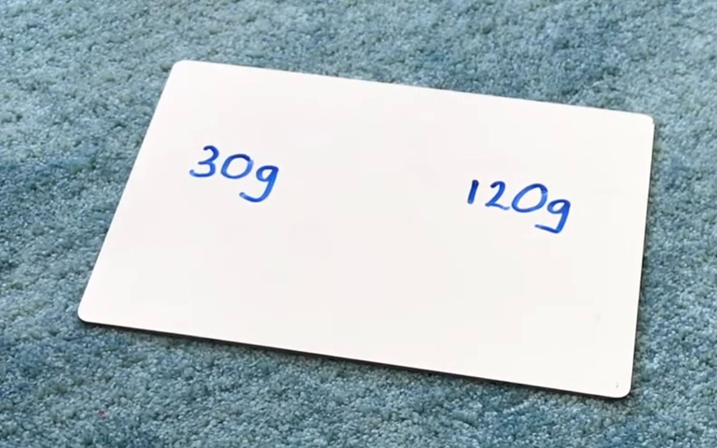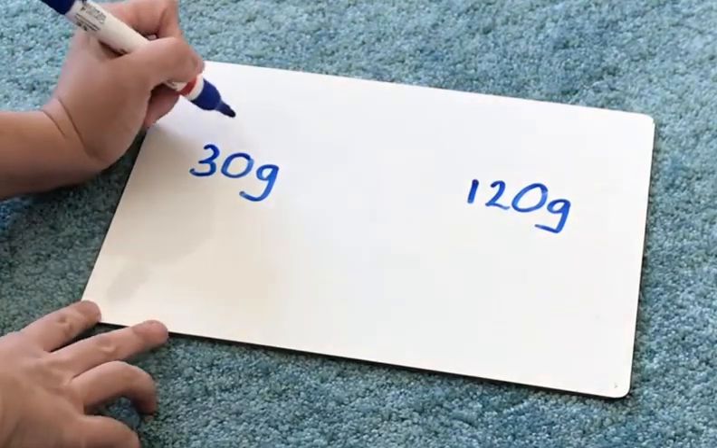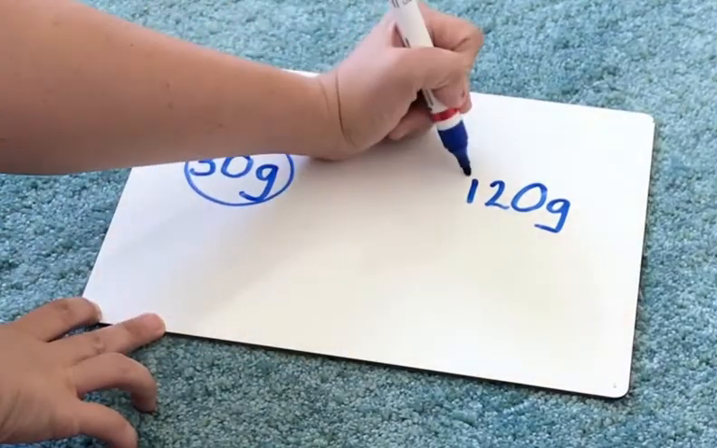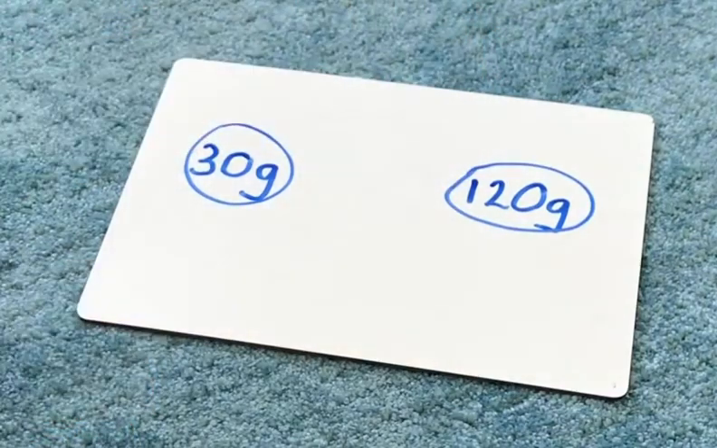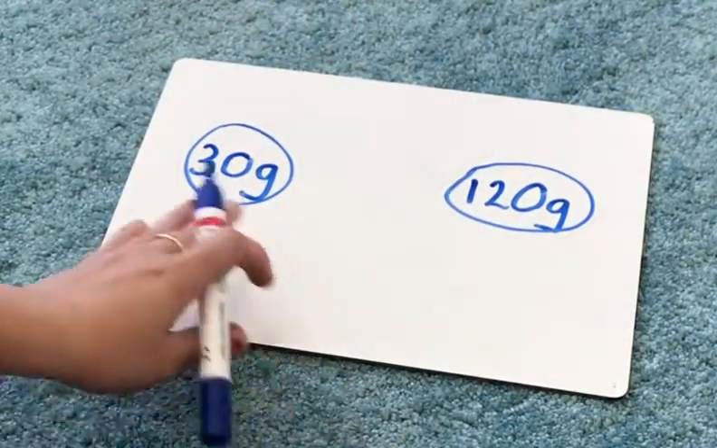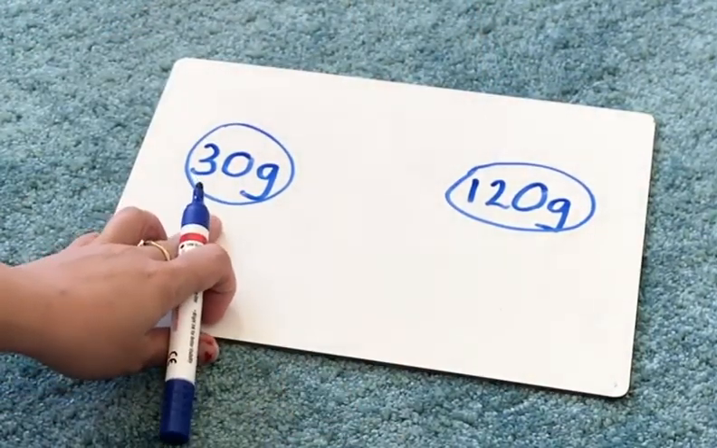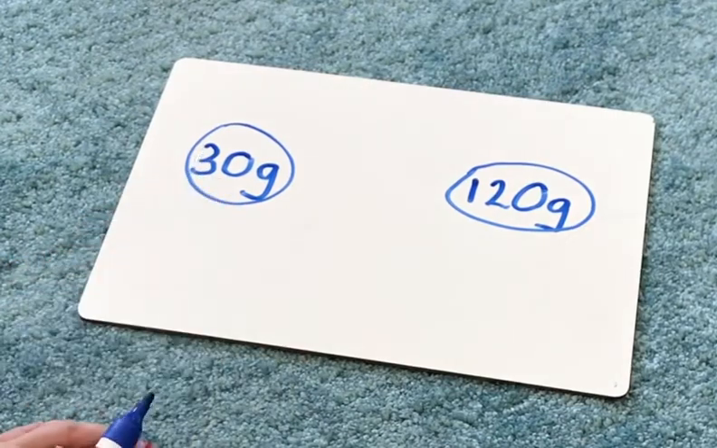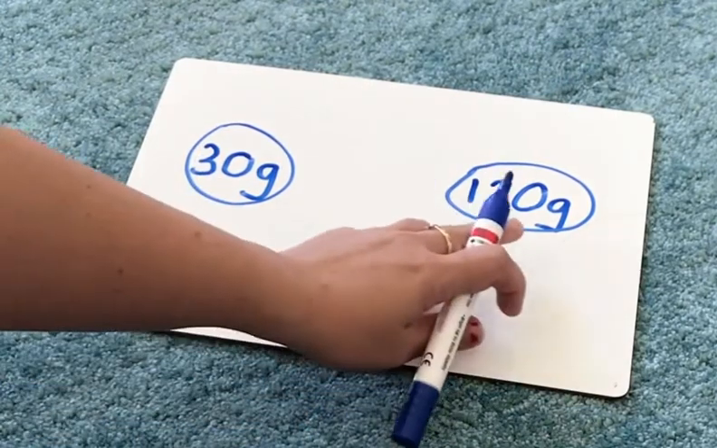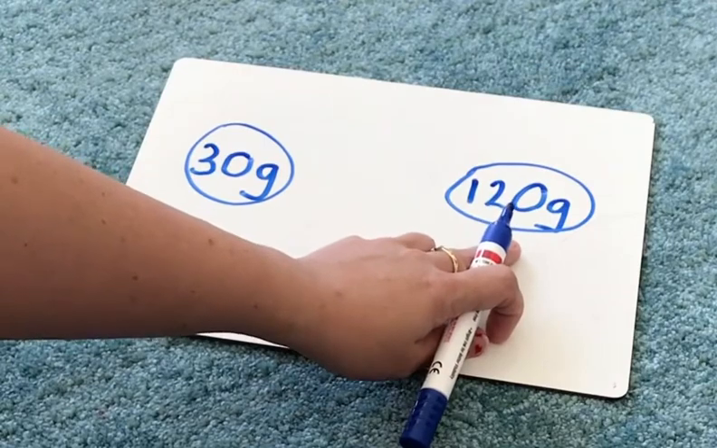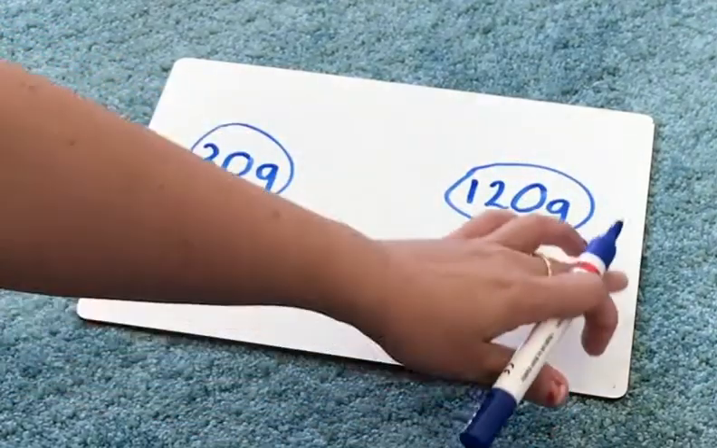So just like we looked in time, you need to see where the dial or the arrow is pointing towards, so which number. So for example, if I had 2 scales here, and one said an object weighed 30 grams, that was placed on top, and one said that it weighed 120 grams when it was placed on top of the scale.